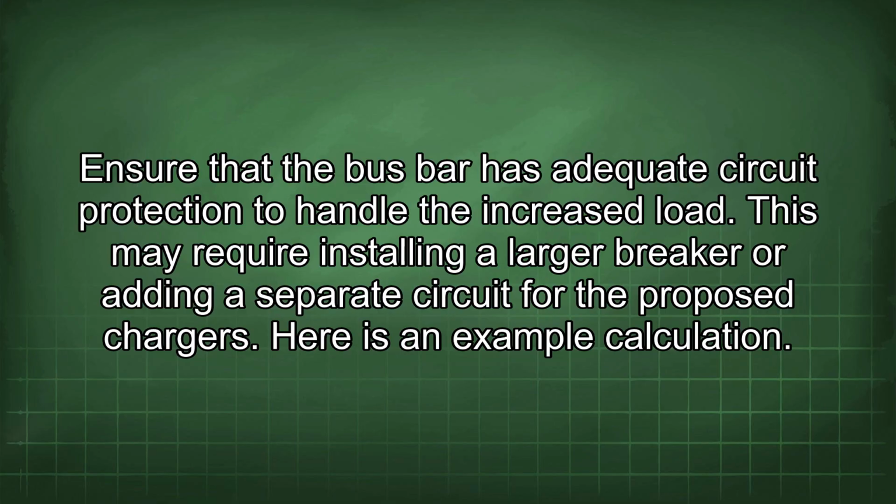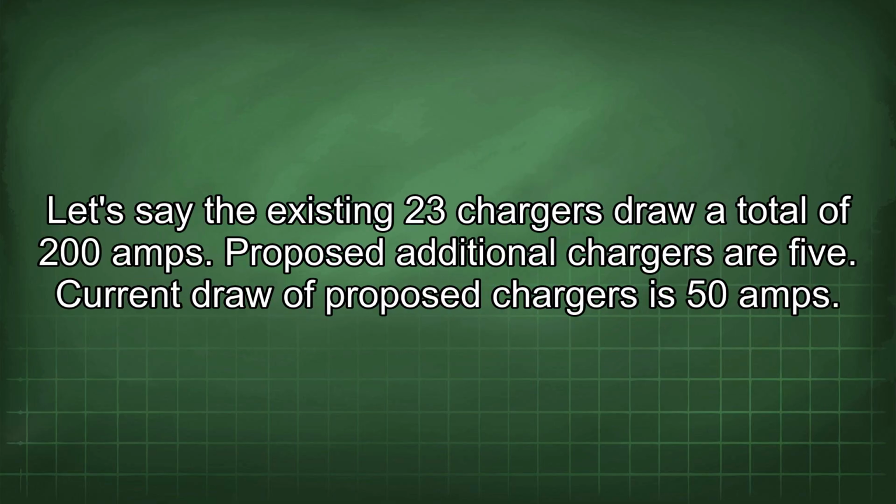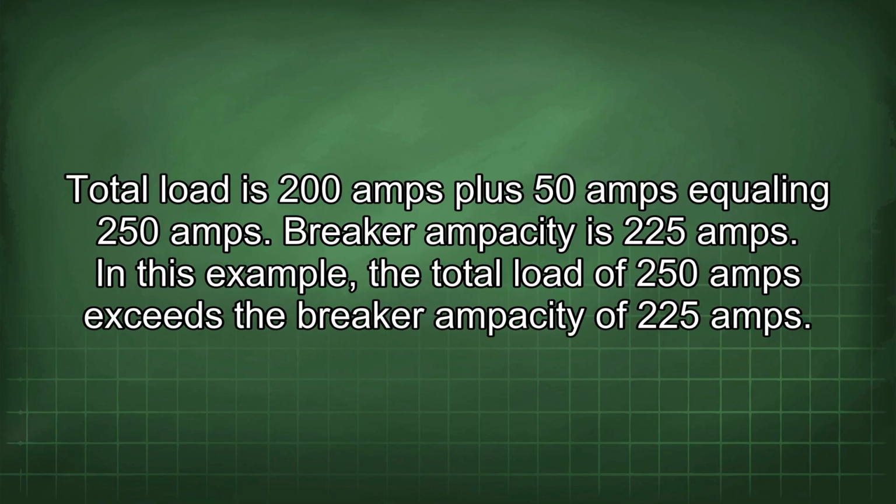Here is an example calculation. Let's say the existing 23 chargers draw a total of 200 amps. Proposed additional chargers are 5. Current draw of proposed chargers is 50 amps. Total load is 200 amps plus 50 amps, equaling 250 amps. Breaker ampacity is 225 amps.